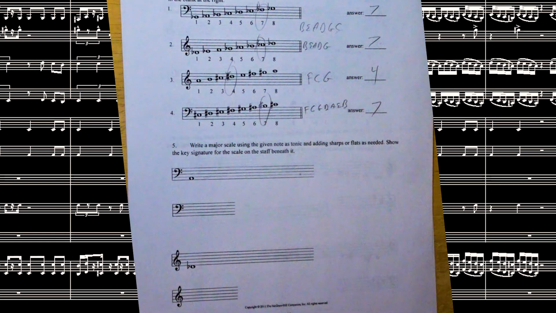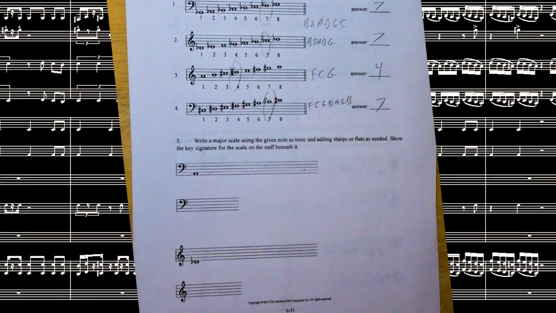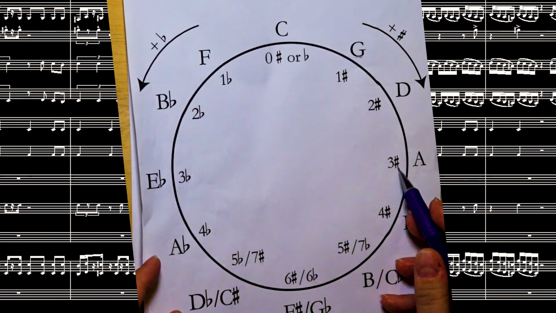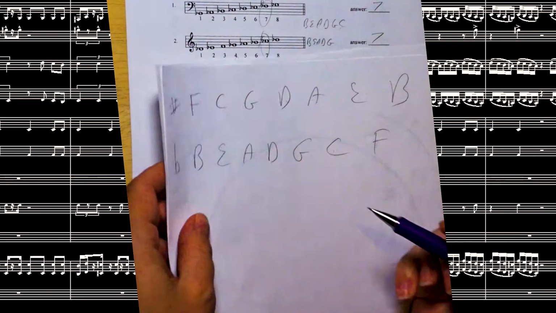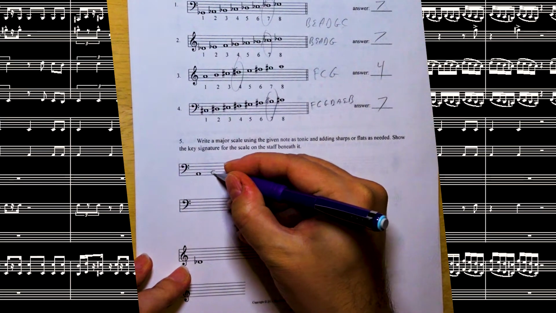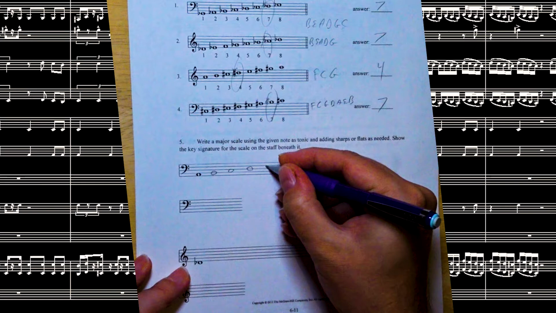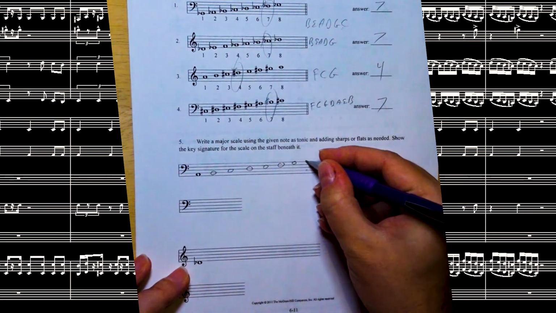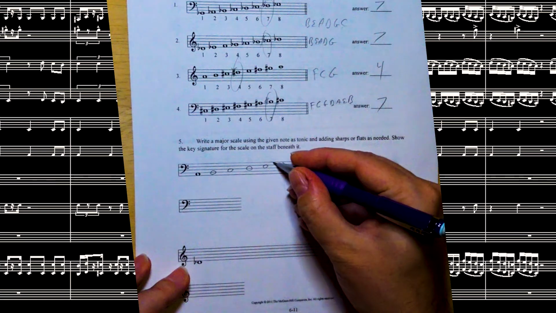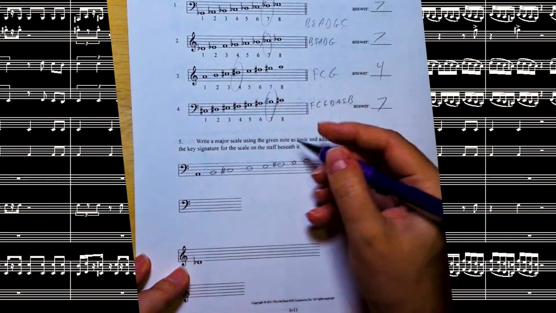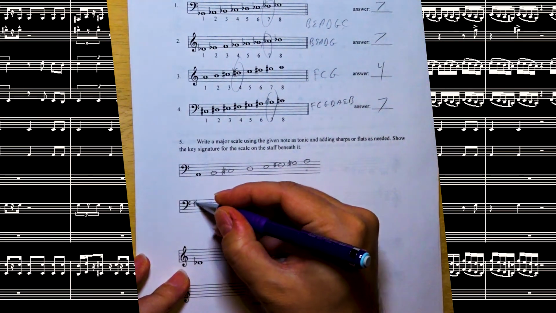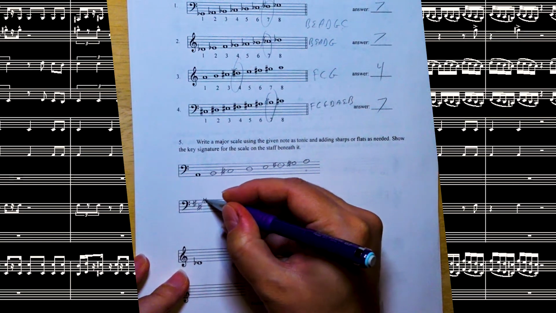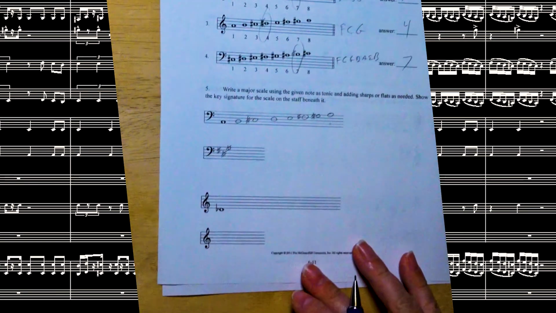All right, so let's do the major scale down here. There's A. A's got 3 sharps. 3 sharps. 1, 2, 3. F, C, and G. F, C, and G. All right, so let's make the F, C, and G. All right.